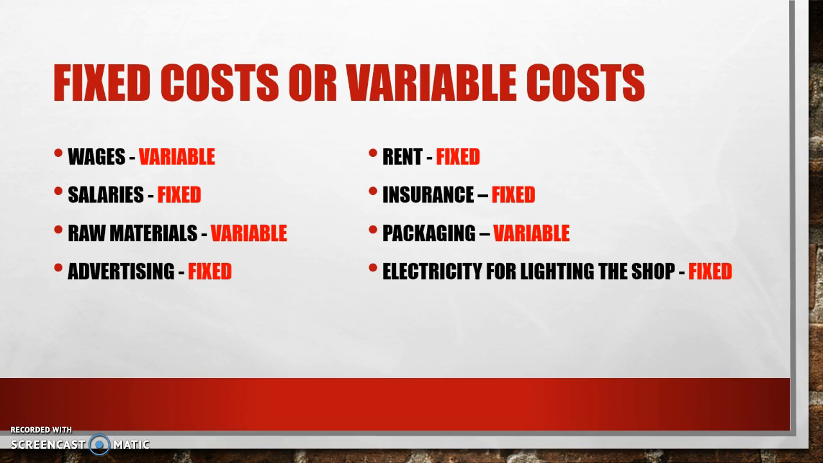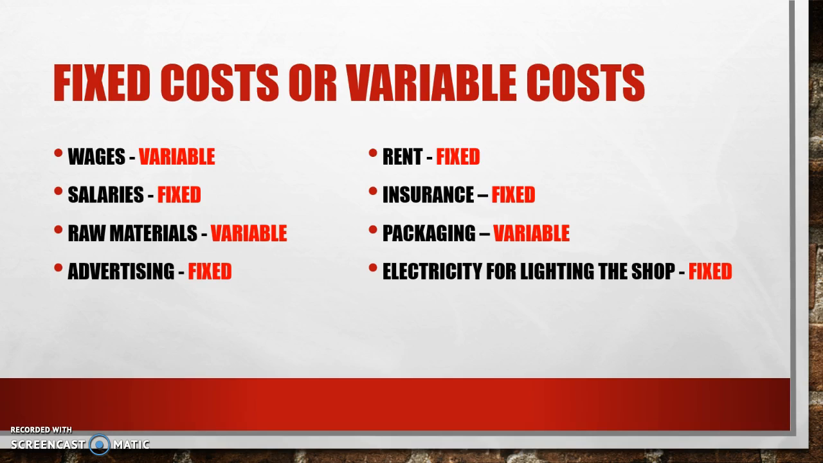Rent, your landlord doesn't care how many you produce, they still want the money every month. So you might be producing 0 products or you might be producing 10 million products. Doesn't matter to the landlord, they just want the agreed amount of rent. Insurance, same issue. You speak to your insurer and you tell them this is your business, and they'll say it costs you £10,000 a year to be insured. They don't care then how many you produce.